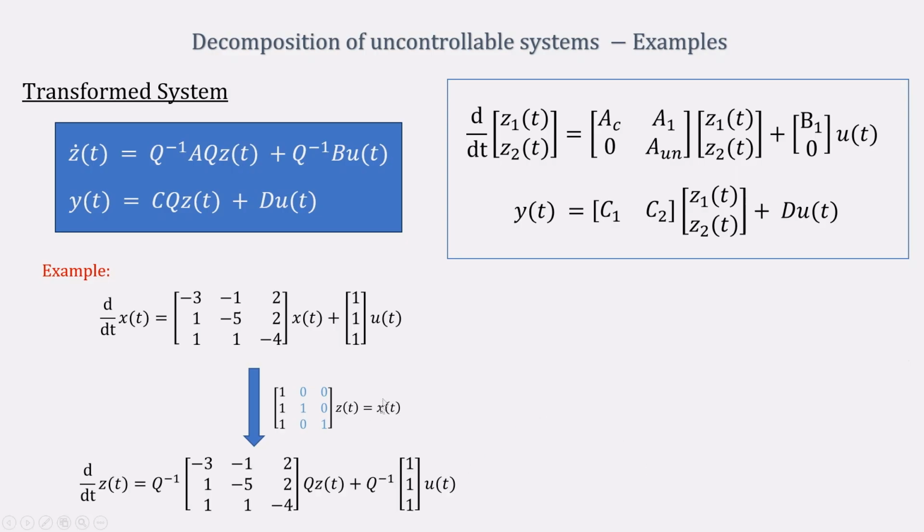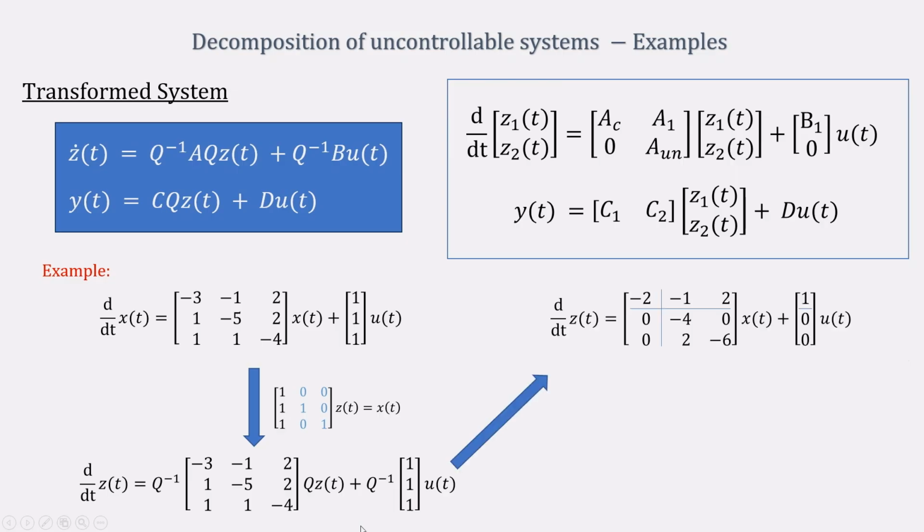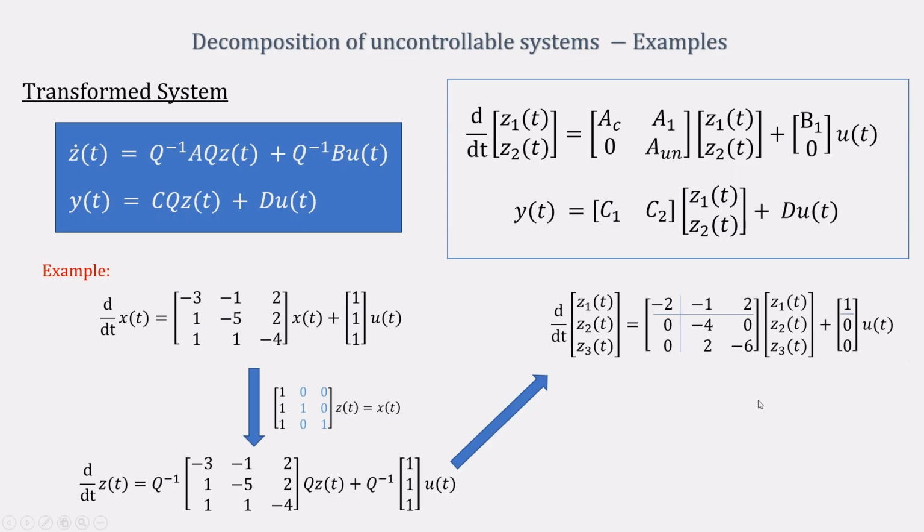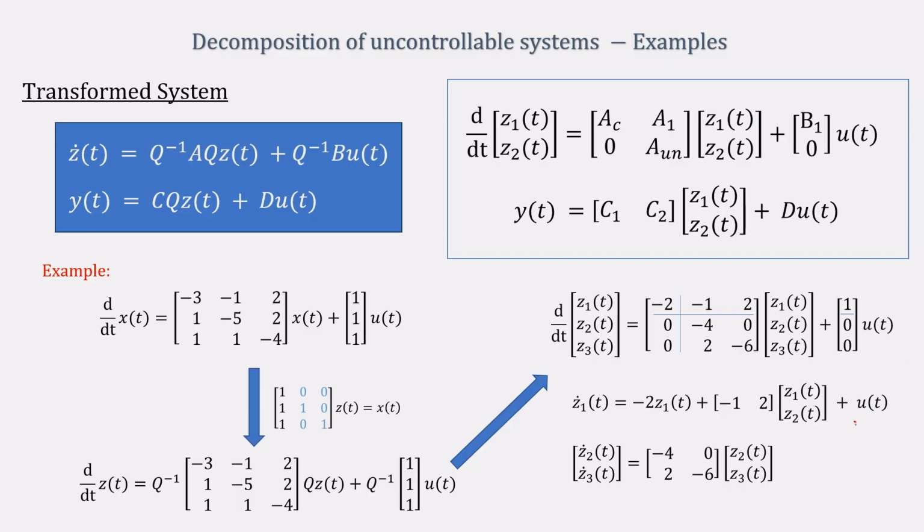If I apply that transformation, the new state equations in terms of Z will come out to be of this form. Now, what is Q inverse of AQ? Q inverse of AQ will come out to be of this form, and as expected AC here is a 1 cross 1 matrix and AUN here is a 2 cross 2 matrix. And B is again B1, 0, where B1 is an R cross 1 matrix and 0 here is an N minus R cross 1 matrix. So, once you get this, I can rewrite the equations, and this will be the equation.